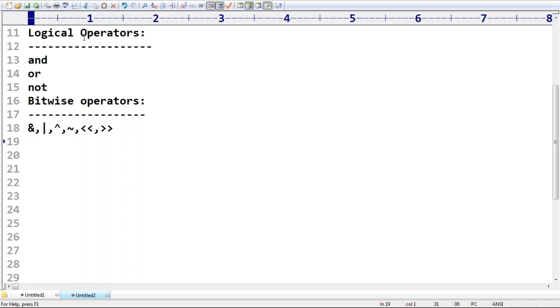Now, what about the AND operator, bitwise? Bitwise AND operator, how is it going to work? It is very simple. If both the bits are 1, then the result is 1. Otherwise, the result is 0. Remember that. Similarly, the OR operator: if at least one bit is 1, then the result is 1. Otherwise, the result is 0.